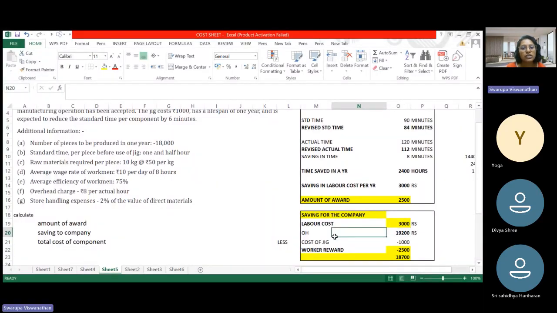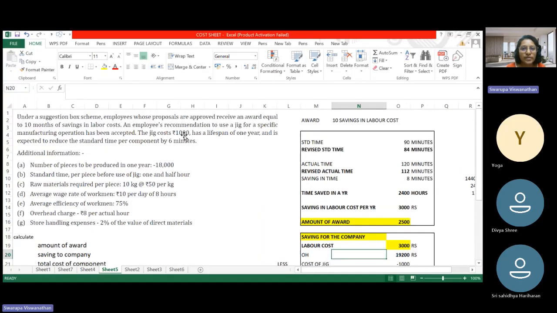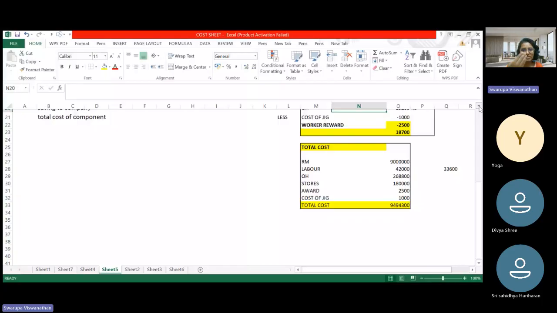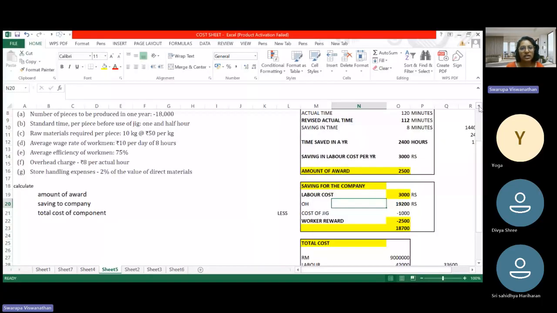Okay. Then cost of jig. Cost of jig is 1,000 rupees per year. So that is also an additional cost the company has to incur. If they have to implement this decision or this proposal, they have to incur two costs. One is paying the reward. Second one is the cost of jig. So cost of jig is 1,000 rupees. That also we are reducing.